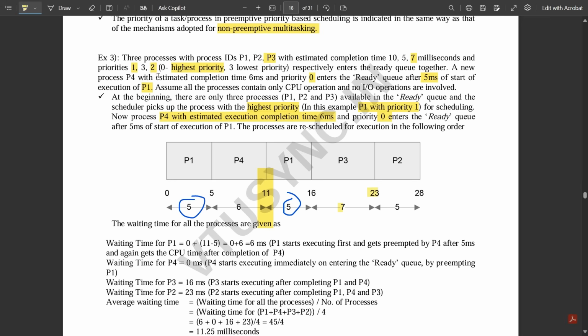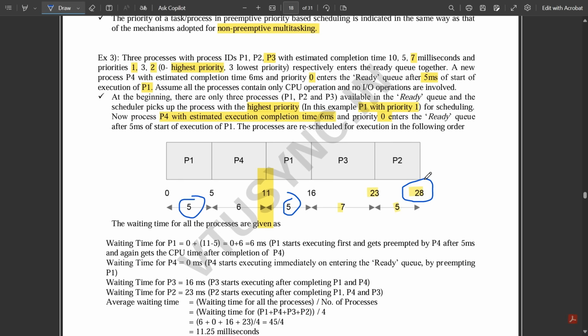Next, after P3, since P1 is completed and P3 is completed, now P2 is remaining for 5 milliseconds. So that would be taking its time and completing. That is 23 plus 5, 28. So the total completion time for all these processes would be 28 milliseconds. Okay, so hope it is clear how this preemptive or priority based scheduling works.